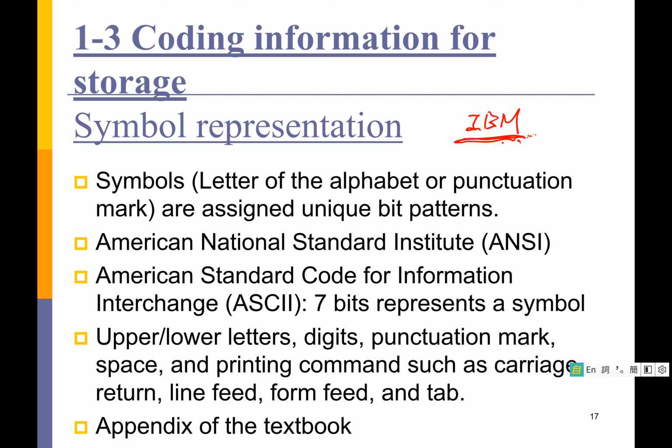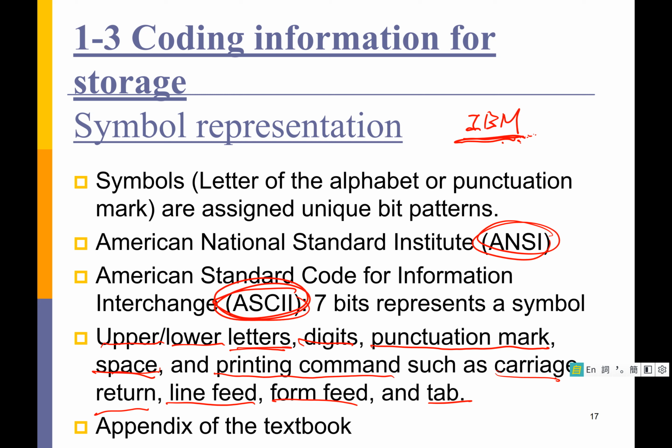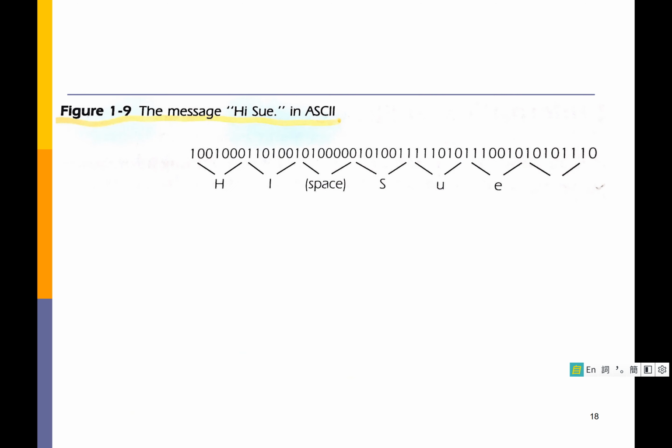So all the symbols, upper letters, lower letters, digits, punctuation marks, space, and printing commands like carriage return, line feed, form feed, tab, all these kinds of symbols are defined in ASCII, by ANSI.